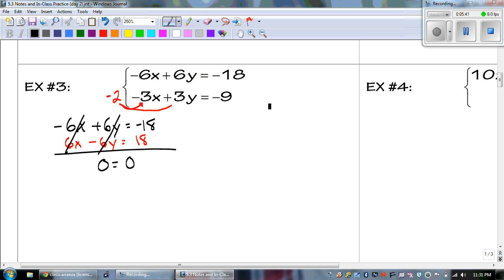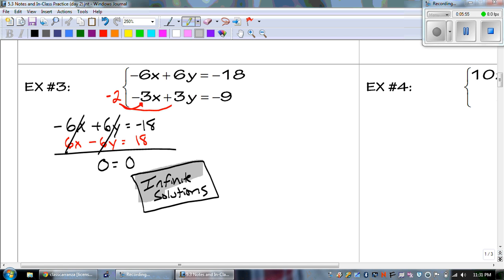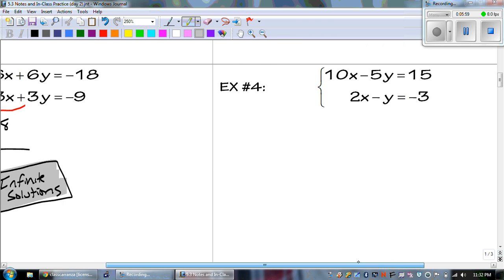Is that true or false? Yeah, that's true. So our answer is infinite solutions. Now, if we're thinking of the graph of infinite solutions, remember that's when two lines are on top of each other. Okay?